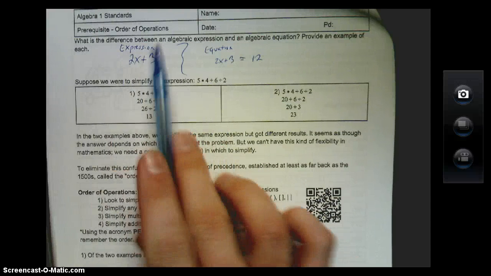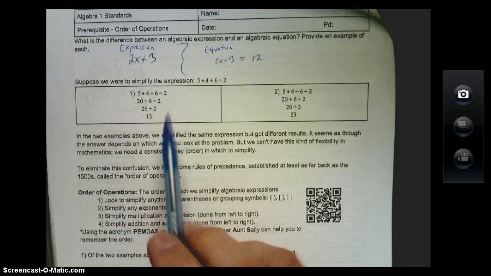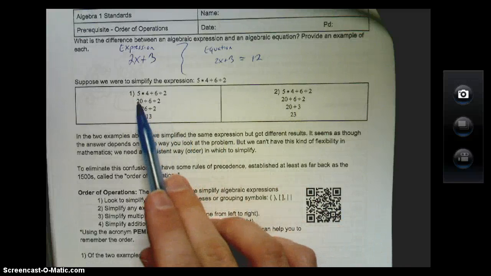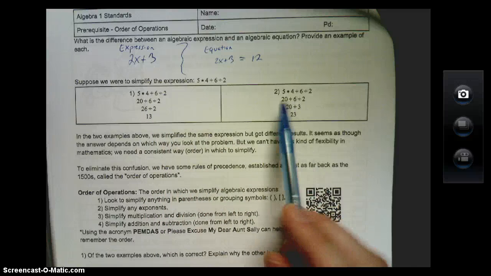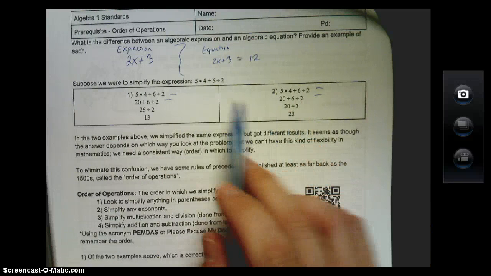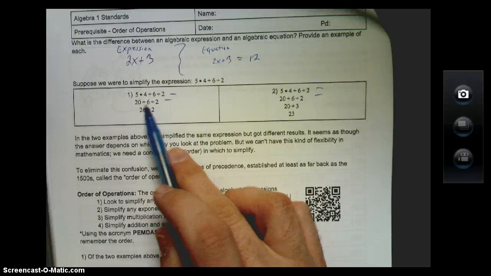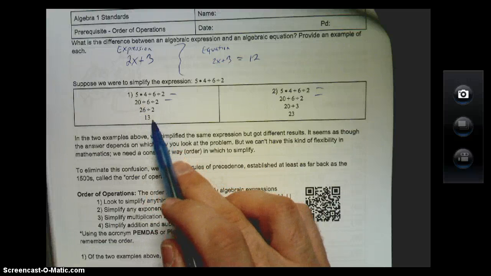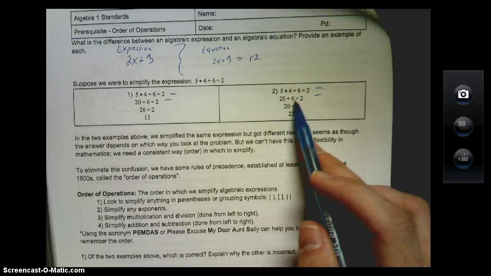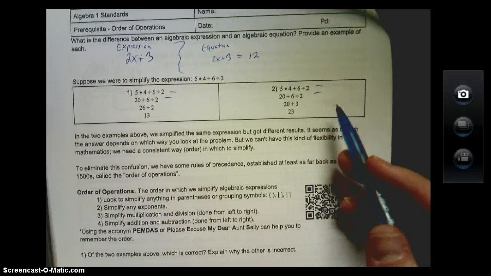Now, this whole section is on order of operations, which many of you have seen before. And it's very important to have order of operations because of what's taking place right here. 1 and 2, they're the exact same problem: 5 times 4 plus 6 divided by 2. You'll notice that here and here, everything looks exactly the same. But then, your third step down, this side decided to do 20 plus 6 equals 26. Then they divided by 2 to get 13. While over here, this side decided to do 6 divided by 2 first to get 3, and then add them together. So how do we know which one is correct?